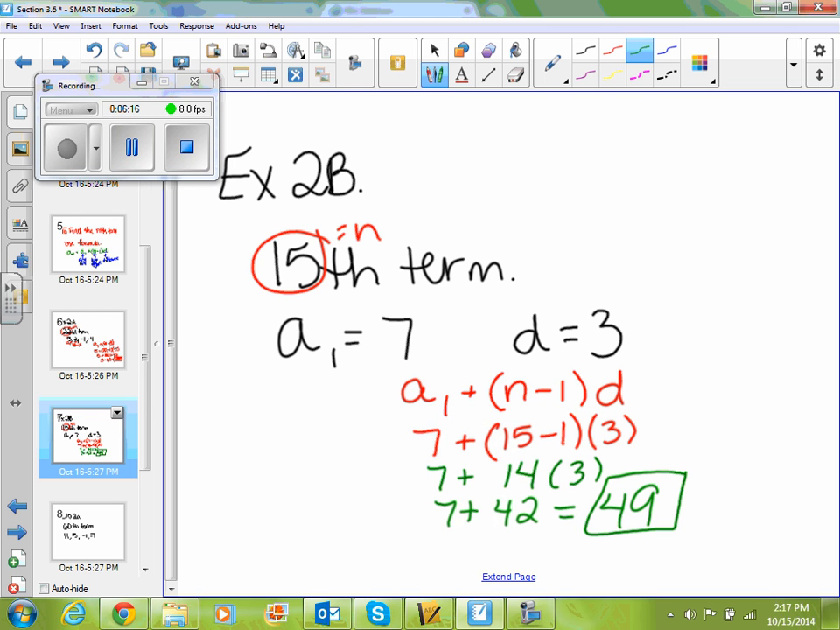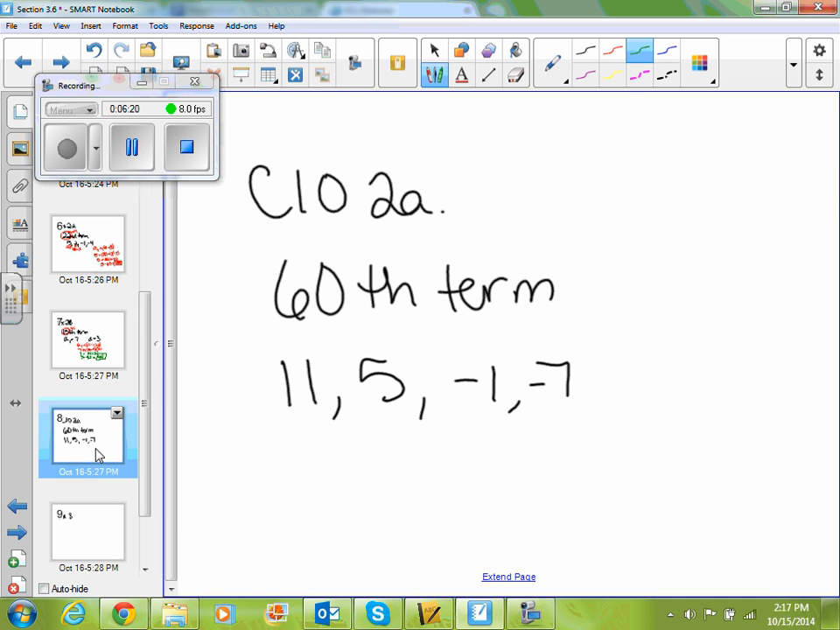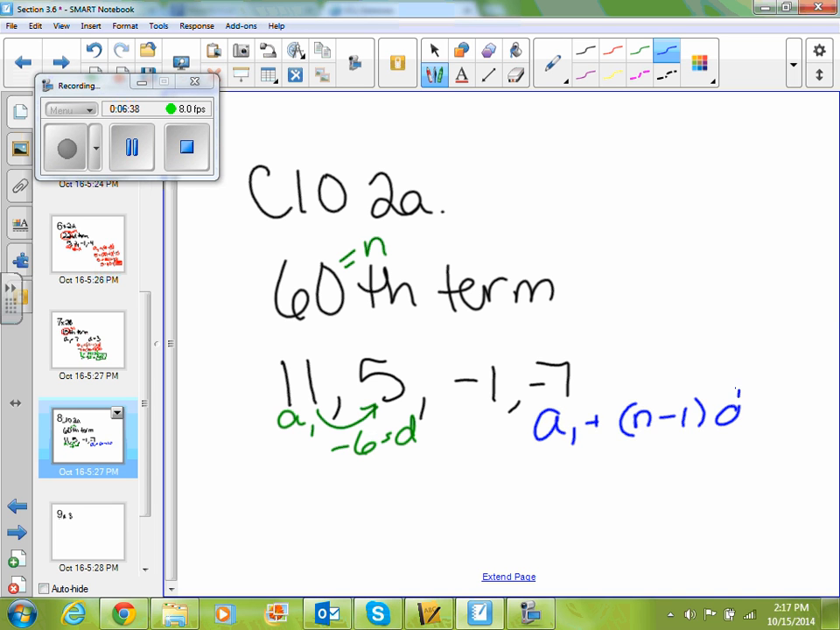Do we have to show our work? No, you don't have to. We'll do one more, and then you can get started. So 60 is n. 11 is my a sub 1, and my d is subtract 6. Good teamwork. So a sub 1 plus n minus 1 times d.